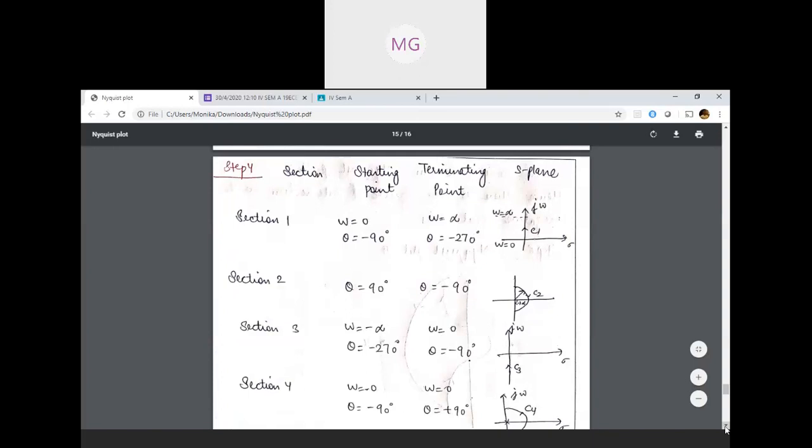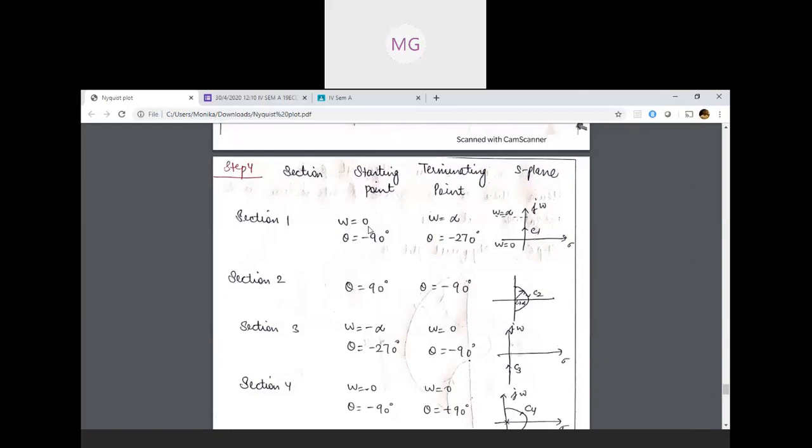Right. Now, we have prepared a table. You can prepare a table like this. Section, starting point, terminating point, and then S-plane. Section 1, starting point: your point starts at omega equals 0 and it terminates at omega equals infinity.